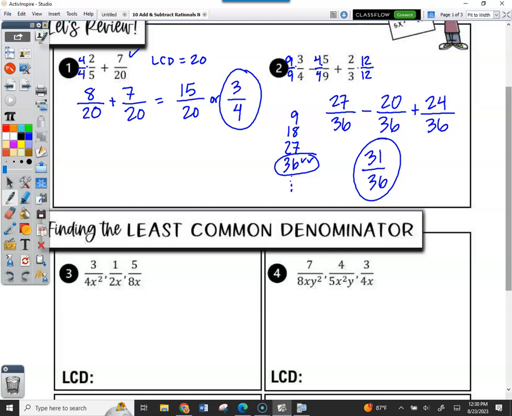Okay, so number 3. We have 3 fractions. Look at the denominators of all 3 of them. Let me show you a technique for finding the LCD with polynomial expressions. Some people don't like it. You decide what you like. Stack them vertically. So you have 4x squared. Then you have 2x. Try to stack it where any factor, polynomial factor, is lined up vertically. Okay? And then we have 8x.